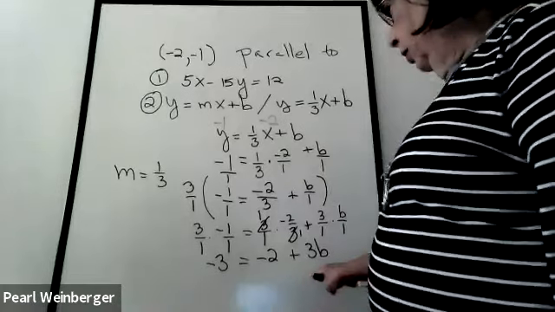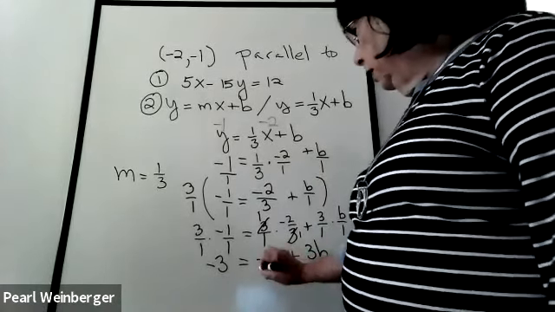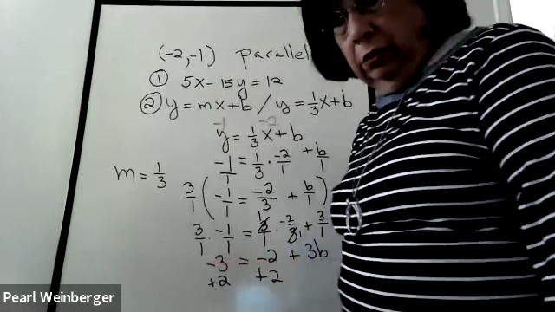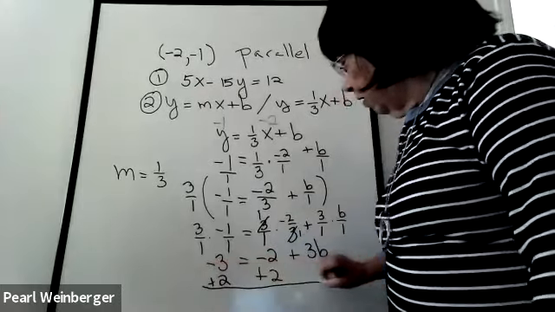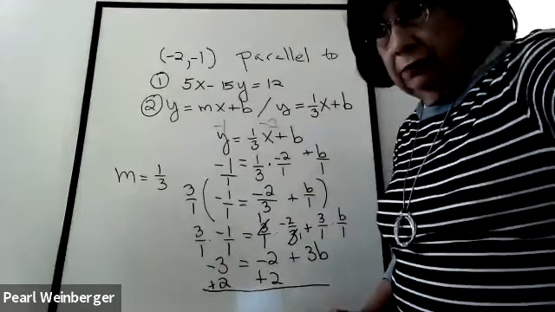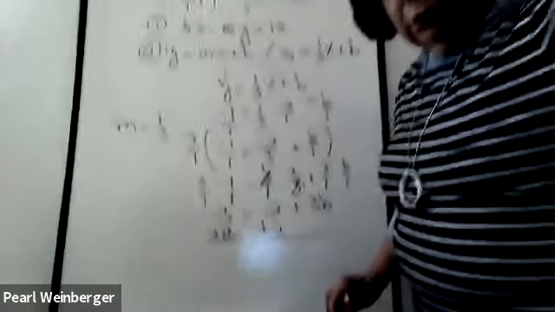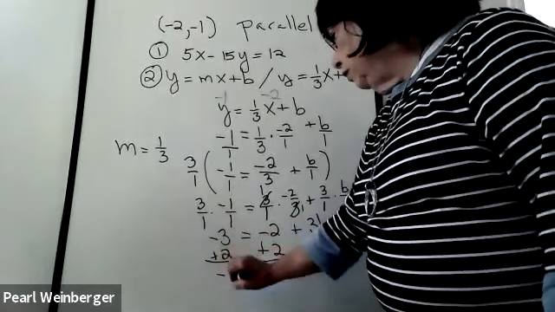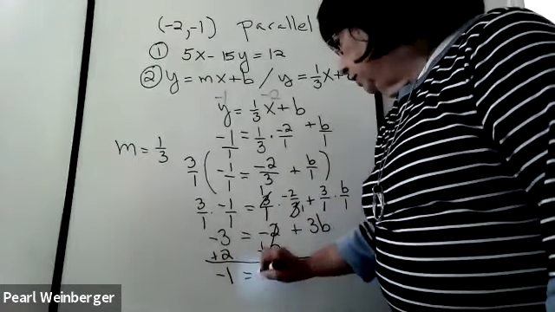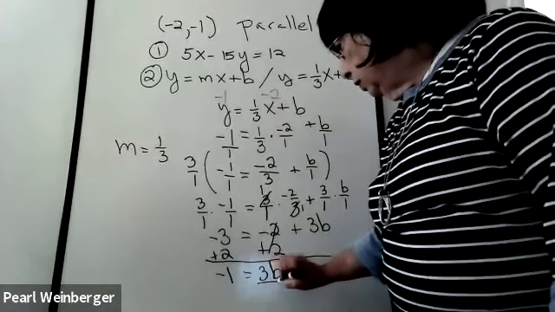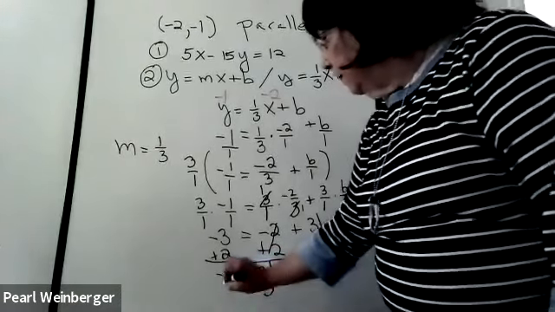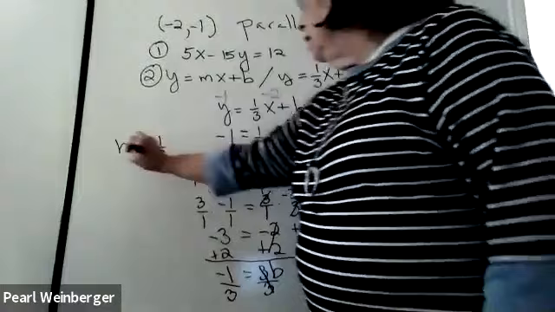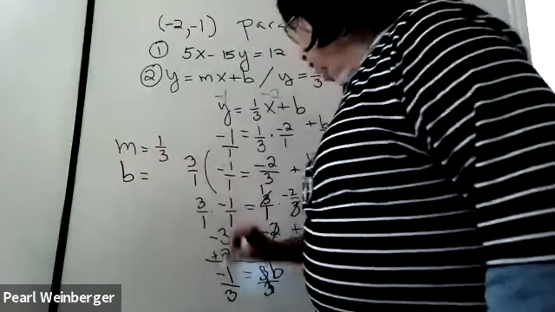Okay, now to figure out what b is, I first bring the 2 to the other side. And I have -3 plus 2 is -1. This cancels out, equals 3b. So it turns out that my b is -1/3.